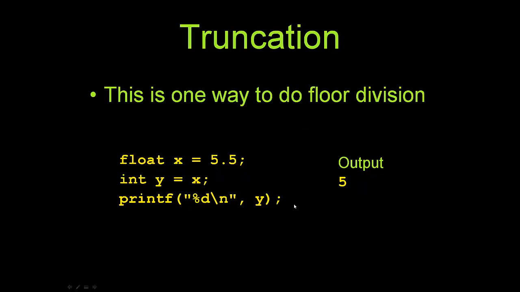Another thing that happens is truncation. If you have a float x equals 5.5 and then you set y to x, and you print it out, you actually get 5. So if you put a float into an int, you get truncation.